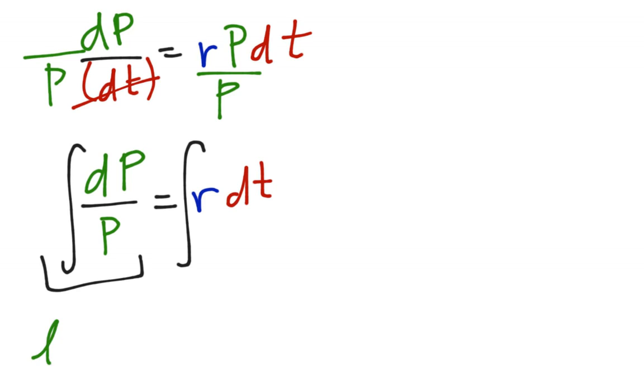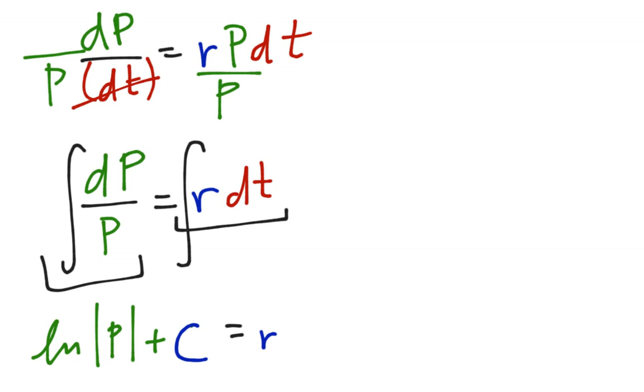So this is going to be ln of the absolute value of p plus c. I'll put the c's in blue because they're constant, equals the integral of r dt. r is a constant, and the integral of dt is just t, so we get rt, and then plus a new constant. We'll call this c1, we'll call this c2. Alright, cool. Let's go ahead and simplify.